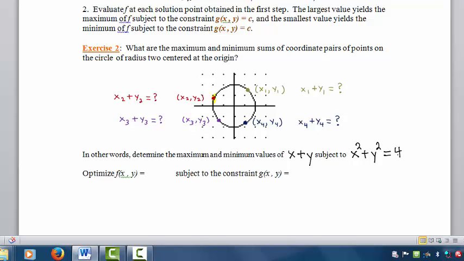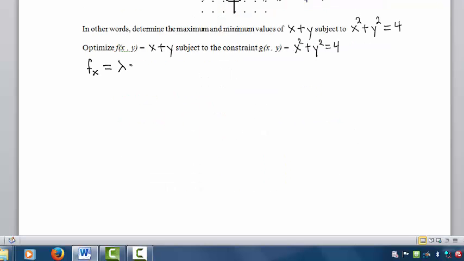In other words, we are optimizing f of x, y equals x plus y, subject to the constraint g of x, y equals x squared plus y squared equals 4. We solve the partial derivative of f with respect to x equals lambda times the partial derivative of g with respect to x. Likewise, we have a second equation with the partial derivative with respect to y. The third equation is the constraint.